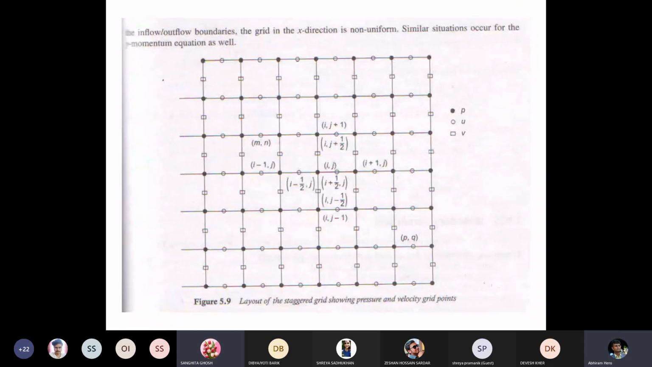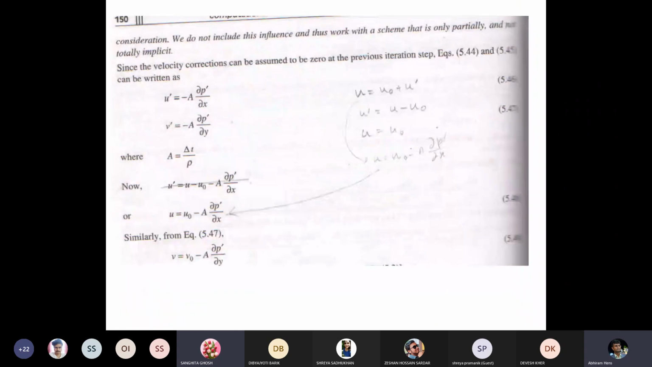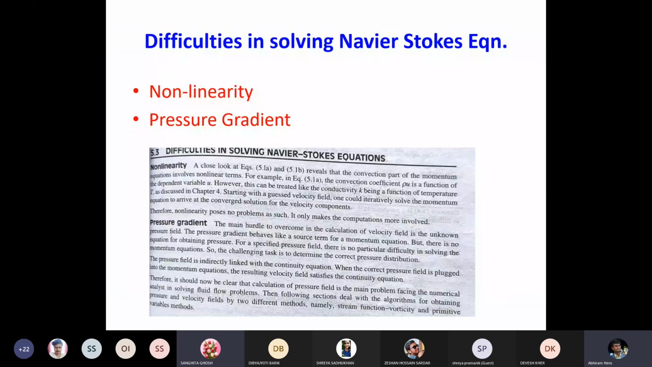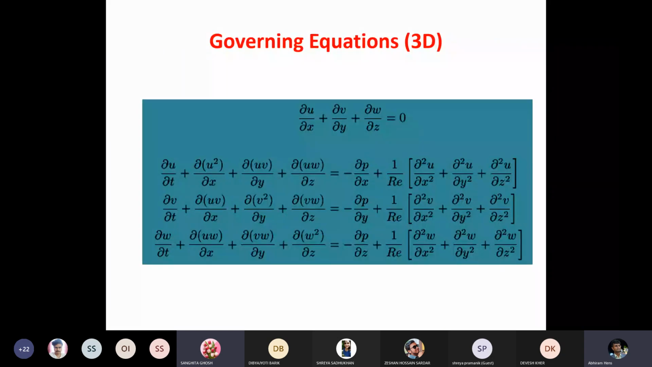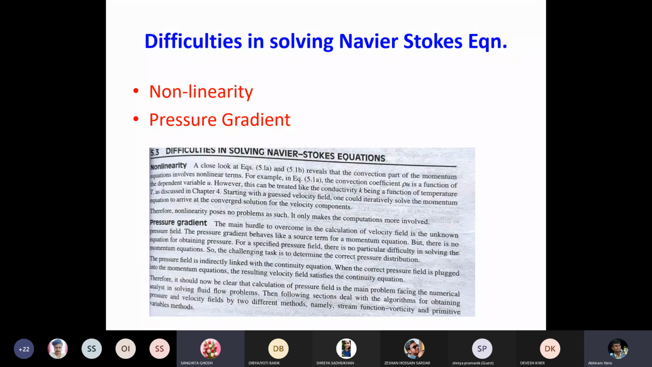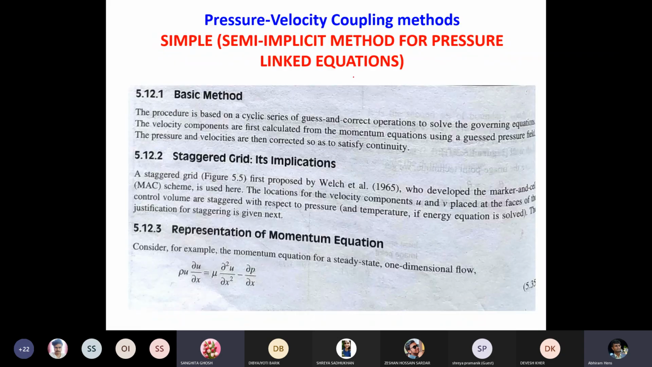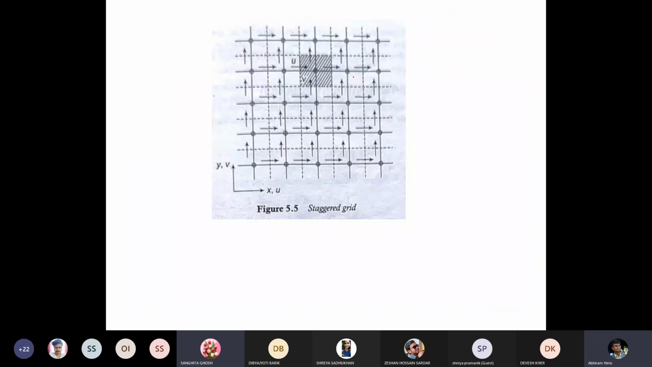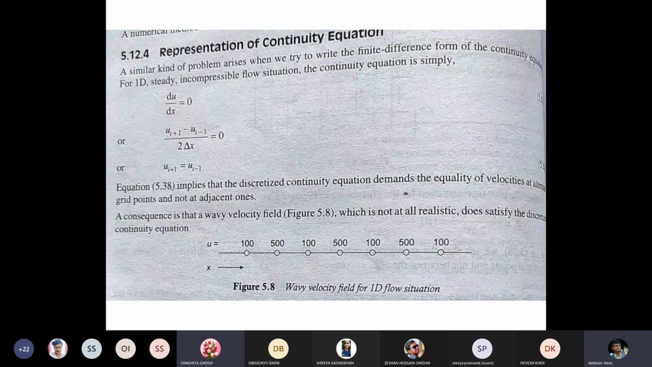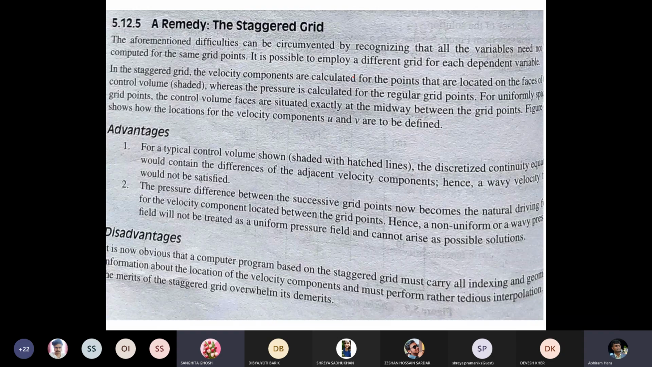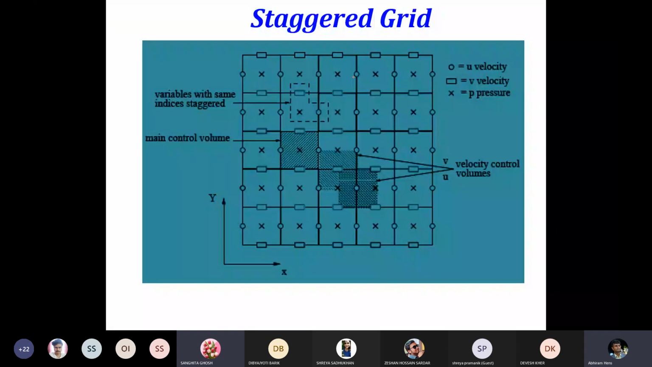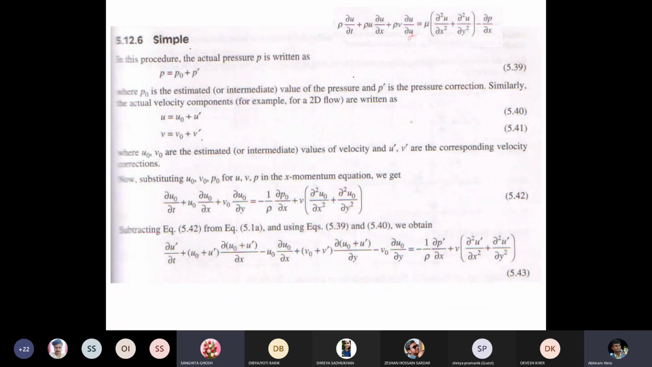So once more, I would like to show you how this pressure velocity coupling takes place. These are the important parts of the Navier-Stokes equation. The main problem we face is due to nonlinearity and the pressure gradient. Then we discussed the staggered grid arrangement, because if you store all the variables at the same point, what problems may arise. The solution is using a staggered grid arrangement like this, and based on that, the SIMPLE algorithm.